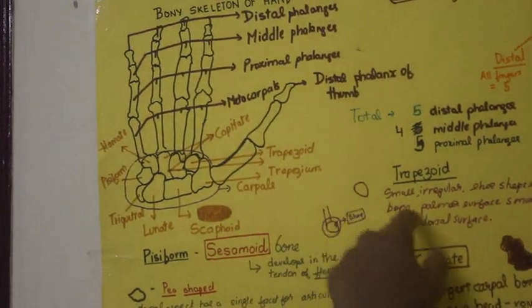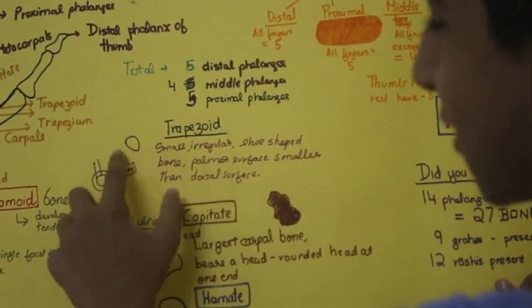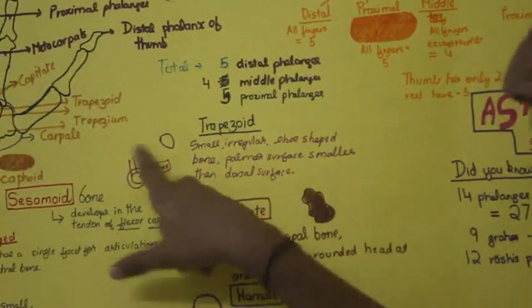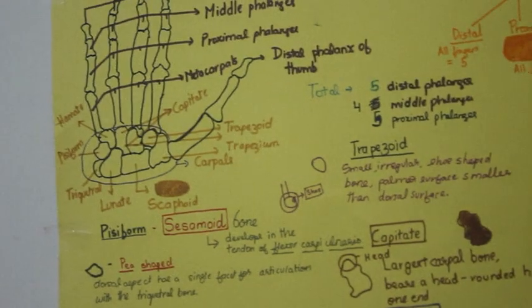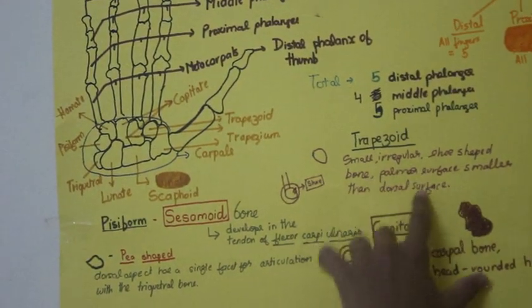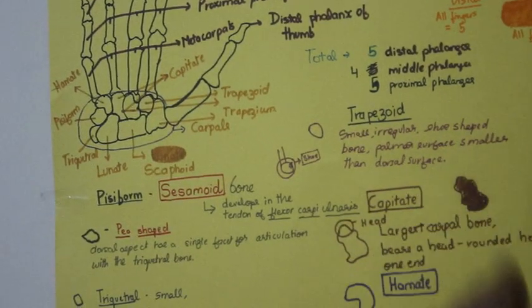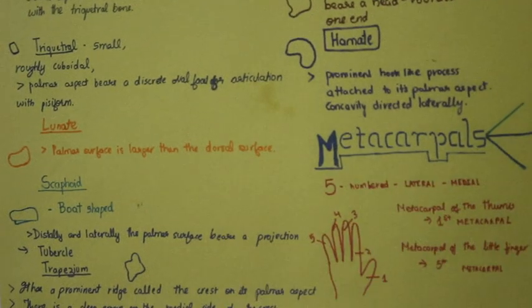Next, we will have the trapezoid. It's a small, irregular, shoe-shaped bone. So you can see its shape is somewhat like a shoe. Its palmar face is smaller than the dorsal surface. In the trapezoid, the palmar face is smaller than the dorsal surface, whereas in the lunate, the palmar face is larger than the dorsal surface.